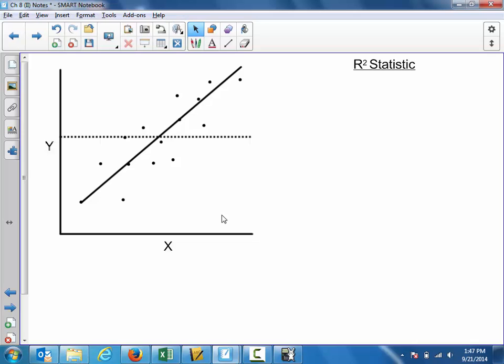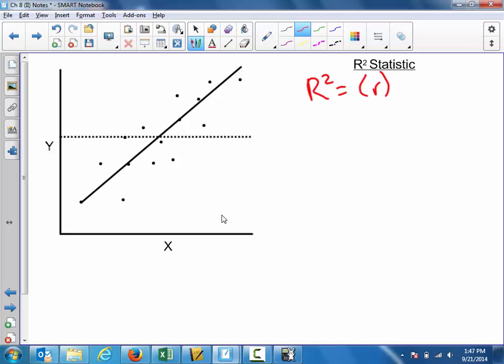All right, last thing we're going to look at here, let me check the time. Okay. Last thing we're going to look at is R squared. R squared is literally just the square of your correlation coefficient. Okay, linreg gives this to you.